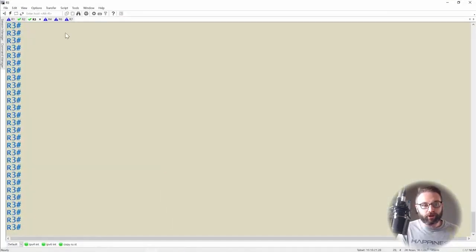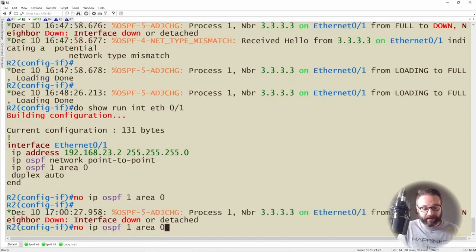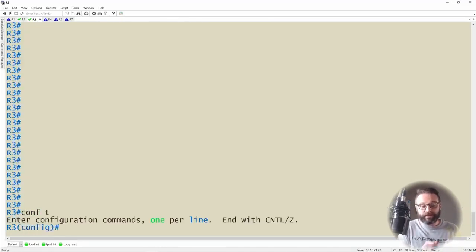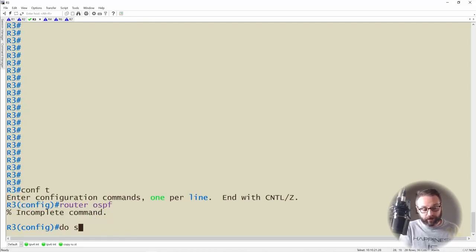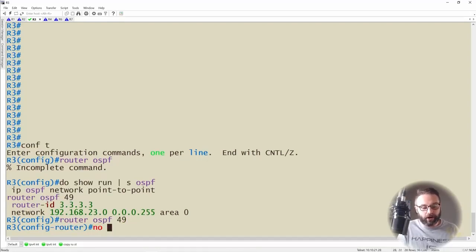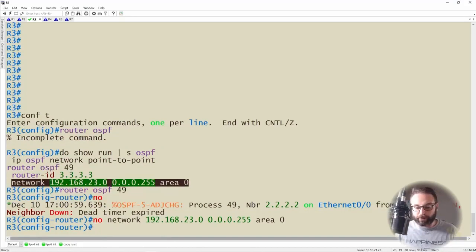So if I'm jumping onto the command line real quick, I'll say no ip ospf 1 area 0 on that particular link, and now I'll just change this to be ip ospf area 1. On router 3, we know that the area has to be a match on both sides or this adjacency won't come to life. So if I do show run section ospf, I see this was router ospf 49, the process ID. And I'll say no, highlight this real quick, and network. Oh, see, there's the dead timer just went down.